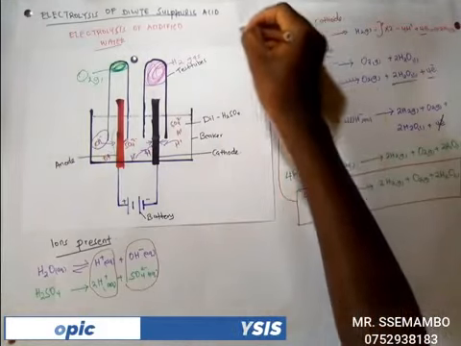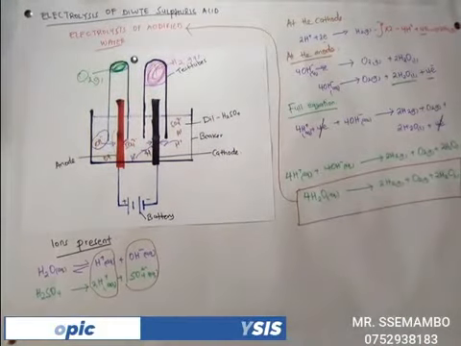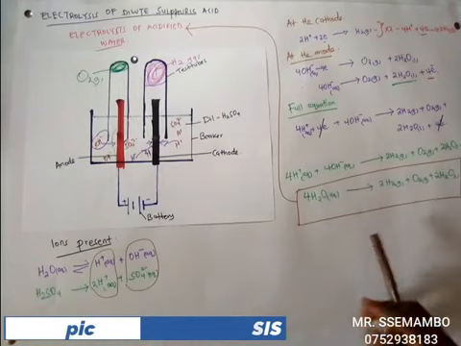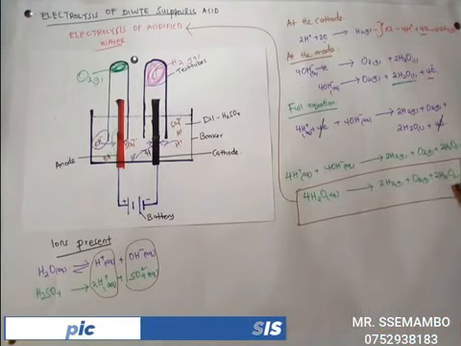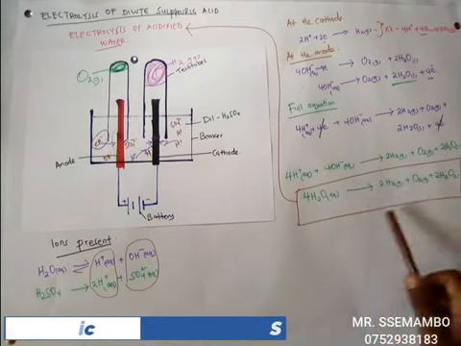Why do we call this electrolysis of acidified water? We simply call it electrolysis of acidified water because the final products are all components of water. For example, look at hydrogen gas, oxygen gas, then lastly water molecules. So the final products are all products of water. We can as well call the reaction electrolysis of dilute sulphuric acid, or electrolysis of acidified water, because the products are all components of water.